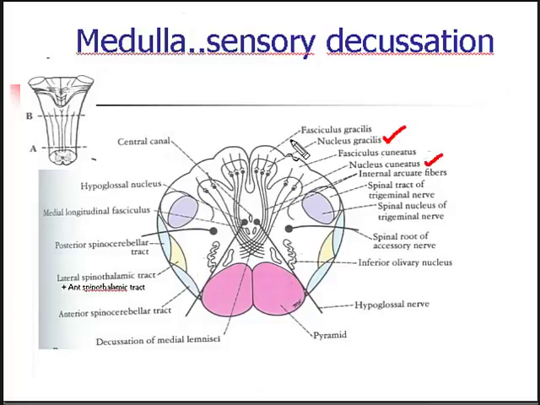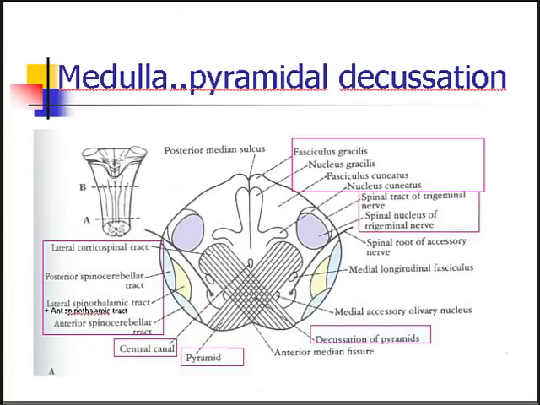Some of you may wonder, at the lowest level, why are we still seeing the nucleus gracilis and nucleus cuneatus if the relay occurred higher up? You see, relay doesn't occur at one point and stop. The nucleus is a long nucleus, present over a good length of the medulla. So the fibers will keep synapsing here, and the fibers will synapse here too.